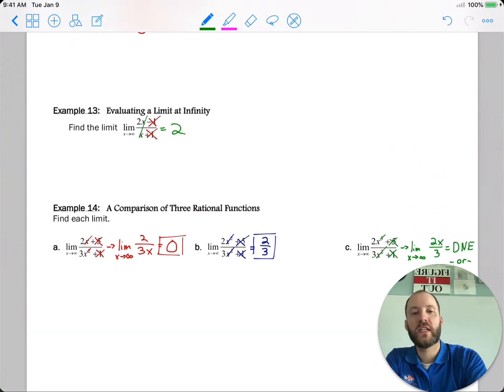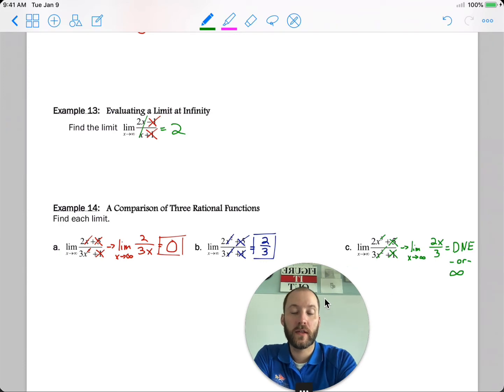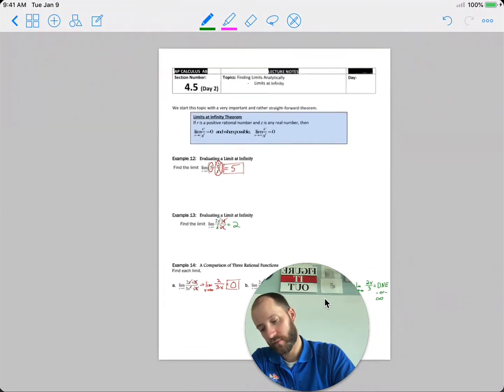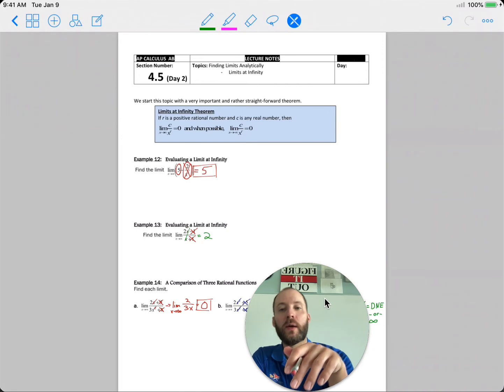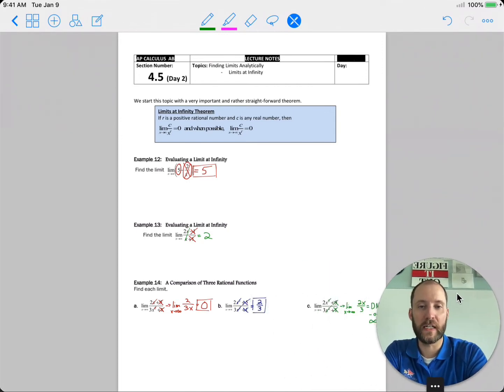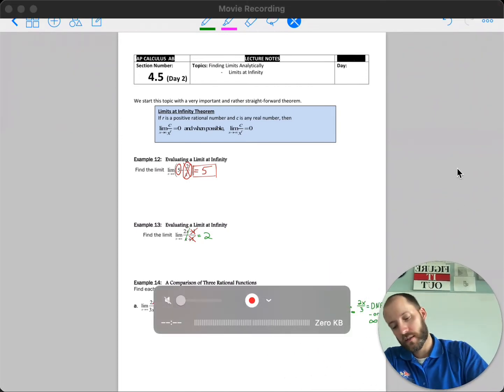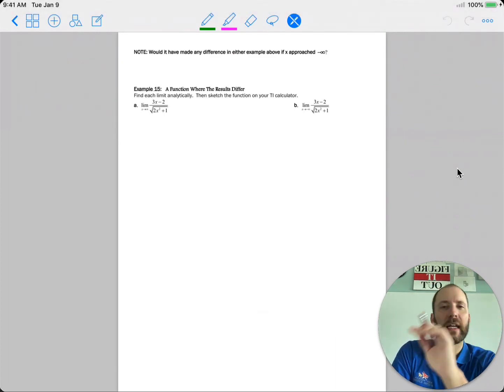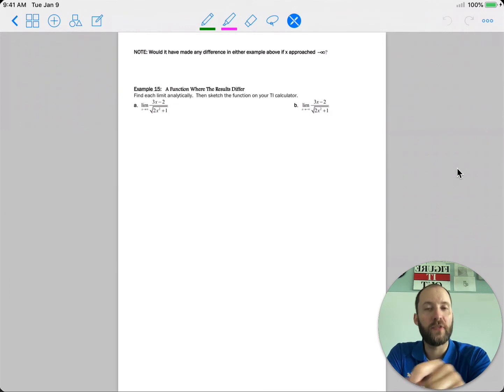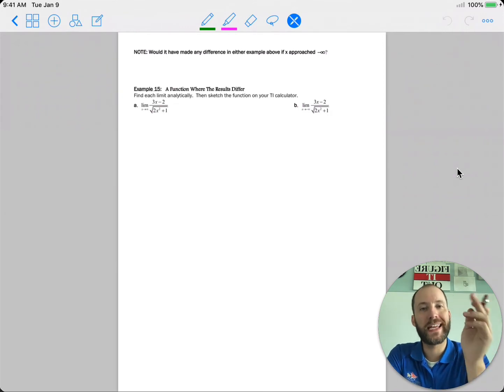So you're approaching infinity. If you have to, a better answer is D&E. But if you have to, you could give more information by saying infinity. Now, all of these examples deal with approaching positive infinity. Let's go ahead and look at a case where it makes a difference if you're approaching positive or negative.